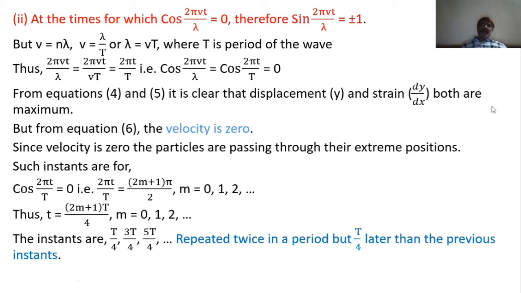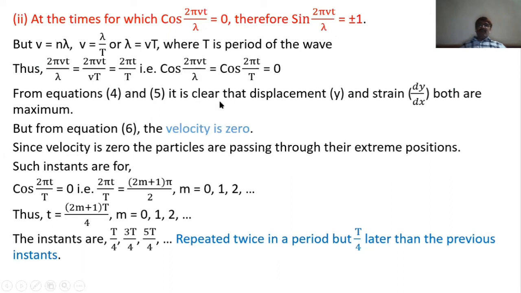Now, the opposite stationary events can be obtained if we equate the cosine function to 0. That means the sine function will take the maximum values plus or minus 1. Again with substitution, we find that cos(2πvt/λ) equals cos(2πt/T), which we considered here as equal to 0. So by putting cos(2πvt/λ) in equations 4 and 5, we find that displacement y and strain dy/dx both are maximum.